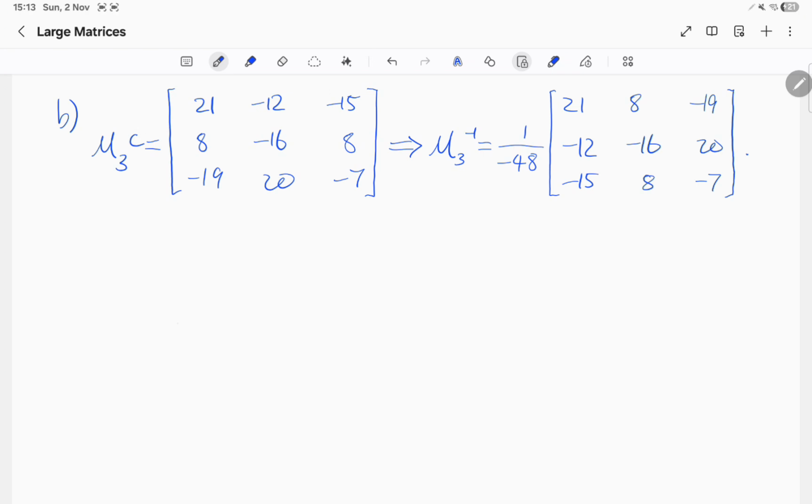Now we can move on to part B. Here I've written out the cofactor matrix of M3. This is 21, negative 12, negative 15, 8, negative 16, 8, negative 19, 20, negative 7. Notice that I have hidden the calculation of 9 determinants here, and this would in reality be a decent amount of work. From here, we can say that the inverse of M3 is equal to 1 over negative 48 of 21, 8, negative 19, negative 12, negative 16, 20, negative 15, 8, negative 7.